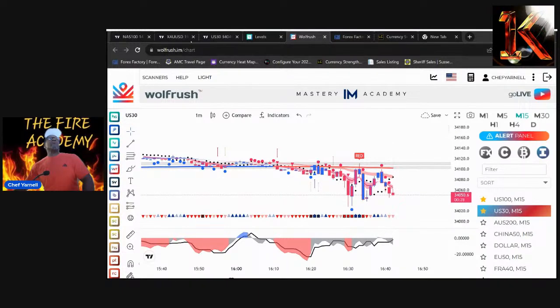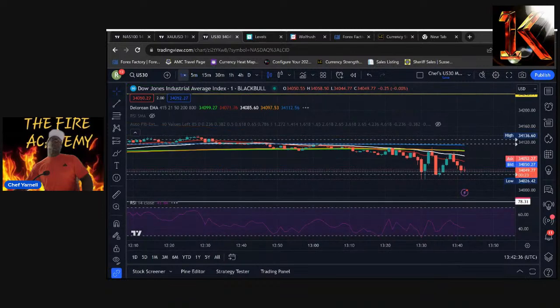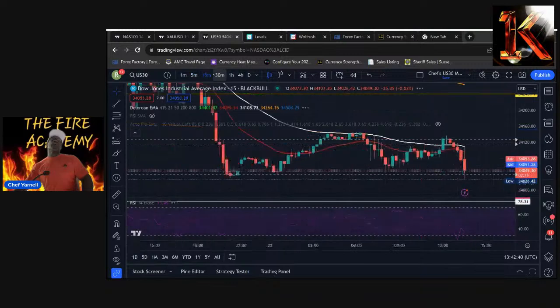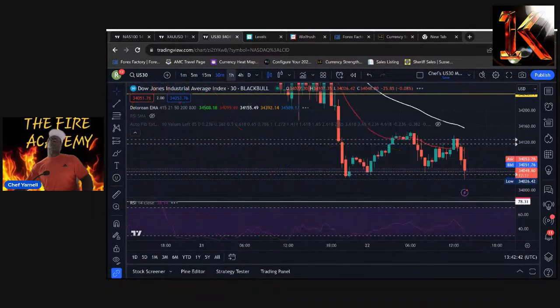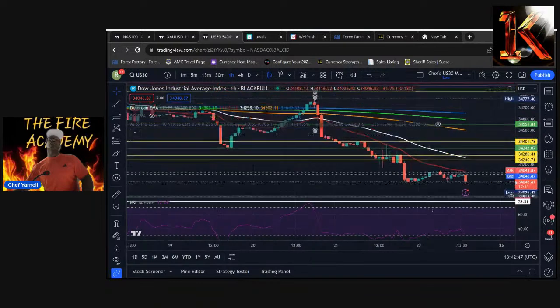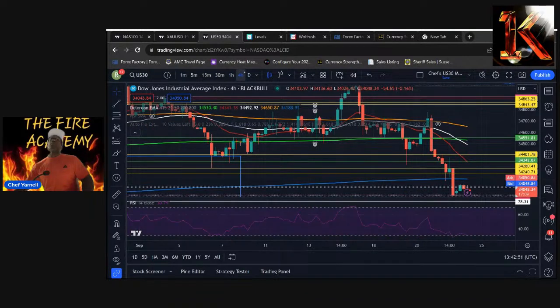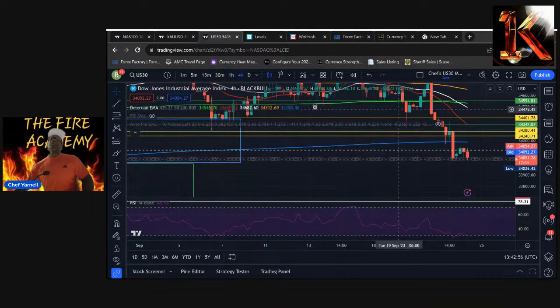So now I want to go back to the drawing board. Why are we selling? What chart is giving me an indication of sale over here? Not the one, not the five, not the 15, not the 30, not the 1 hour. Let's see if it's the 4 hour. It's still giving sale, the 4 hour. So I wonder, are we trading off the 4 hour today? Because my boxes are way over here.